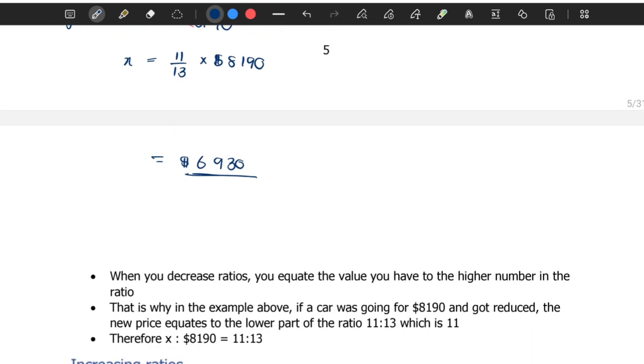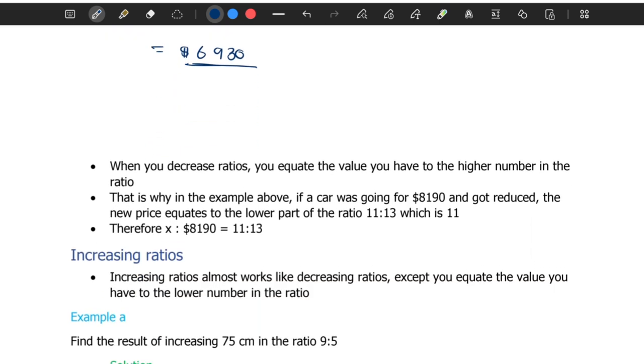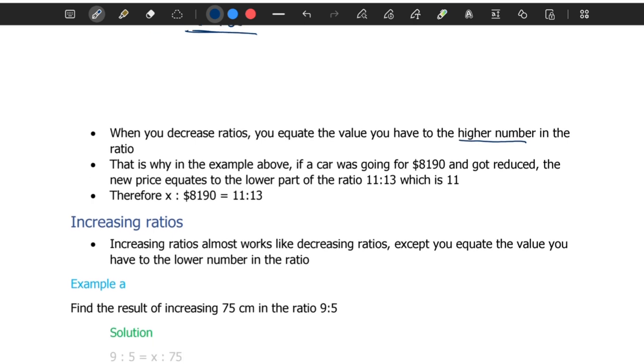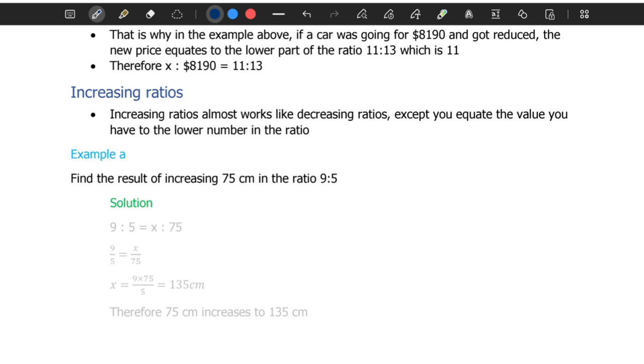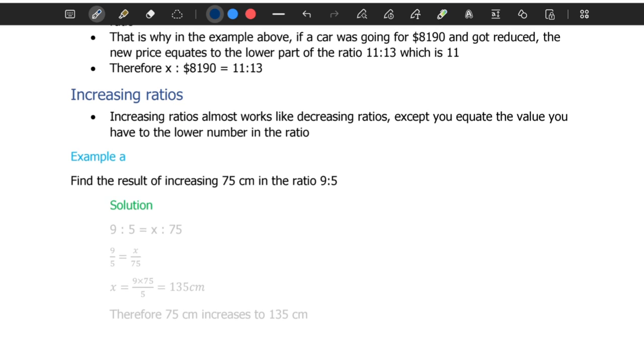And that's the answer. So when you decrease ratios, you equate the value you have to the higher number in the ratio. Decreasing means the original value was much higher, so it takes the higher ratio. That's why in the example above, if the car was going for 8,190 and got reduced, the new price equals the lower part of the ratio, which is 11. And then with increasing ratios, it's the opposite, except you equate the new value to the higher part of the ratio, right?